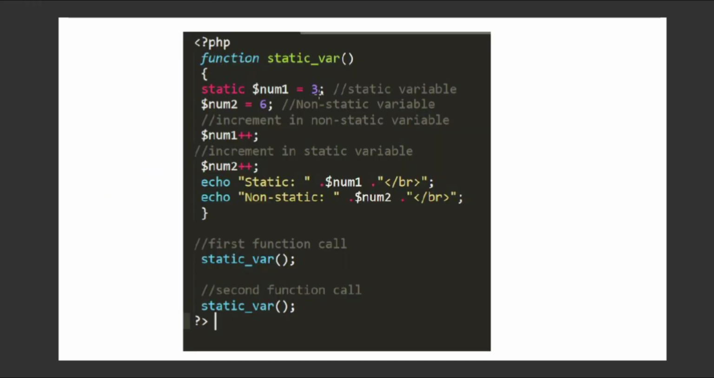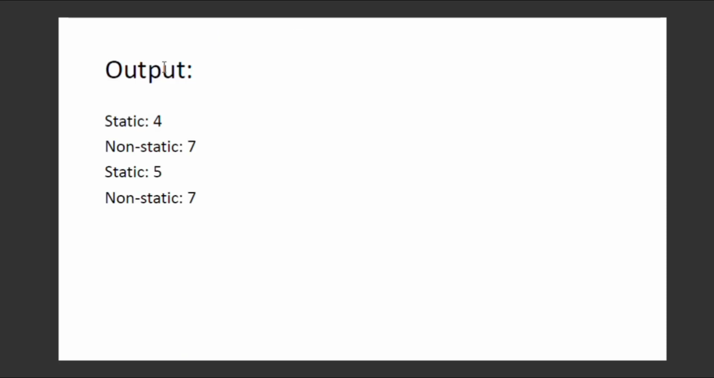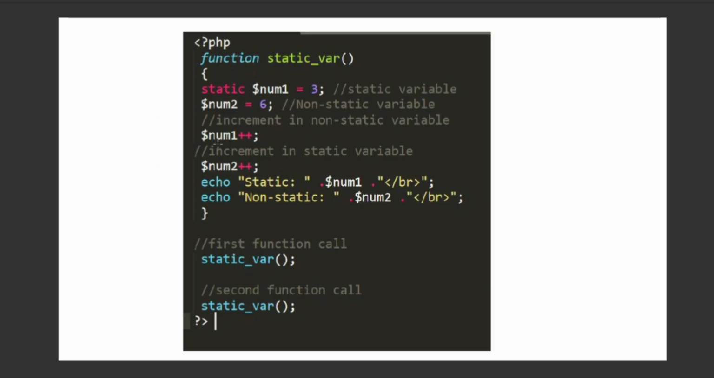First, the static num1 value is equal to 3. When it is incremented, only see num1, the static value becomes 4. When we call the function, the num1 value is printed as 4. And next, num2 is equal to 6. It is incremented by 1 and the non-static value num2 is printed as 7. So our first function call gives the output as 4 and 7.